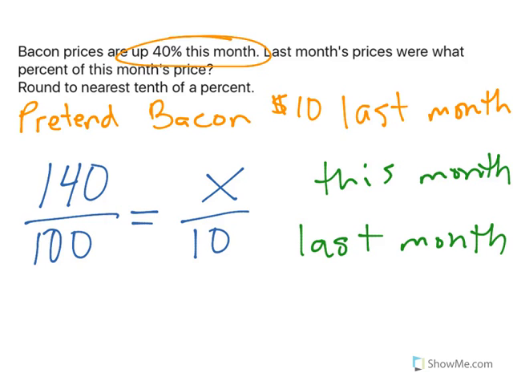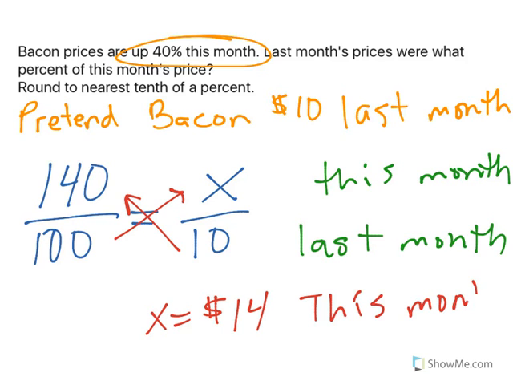Okay? Now, to solve this proportion, we cross multiply, and we end up with x equals $14. So that means this month, bacon is $14. And you might say, Becky, that doesn't answer my question. And you're actually right, it doesn't. Because the question is, last month's prices were what percent of this month's price?